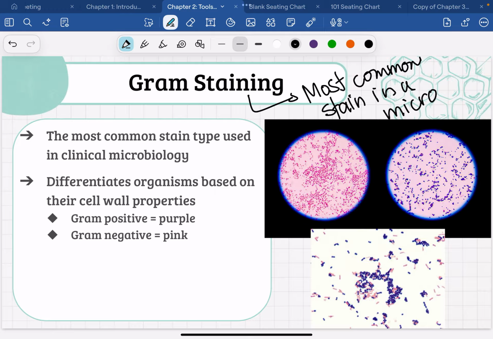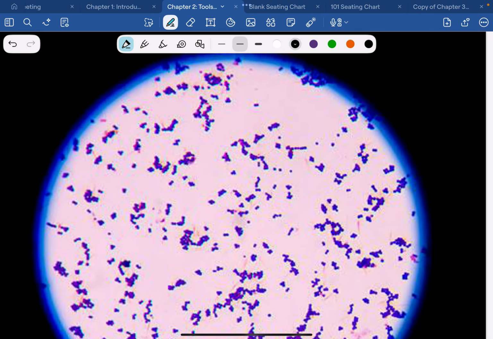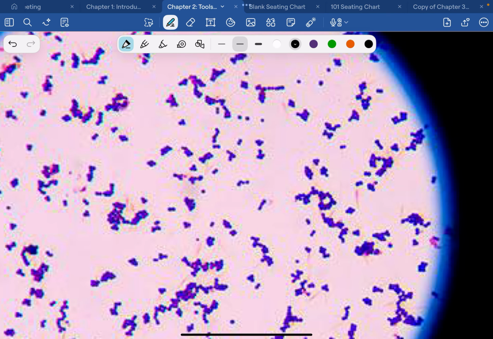And it differentiates organisms based on their cell wall. And I know a lot of these words don't make sense right this second. We're going to talk much more about this later. But what you have to remember for now is that gram-positive organisms are going to appear purple when you look at them underneath a microscope. And gram-negative organisms will appear pink. Okay? So is this gram-positive or gram-negative, this guy right here? That's positive, right? It's purple.